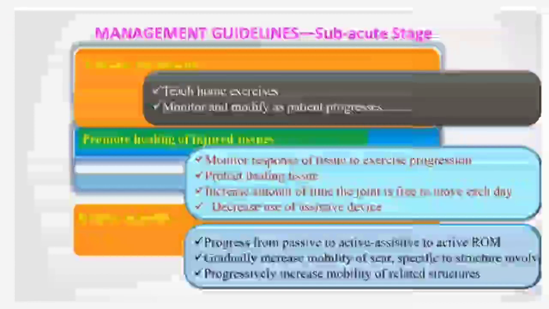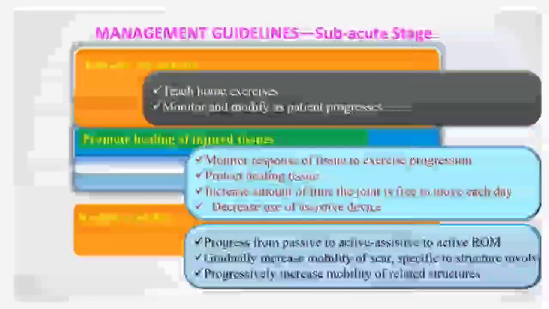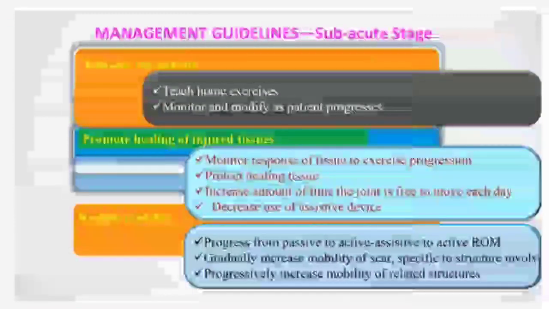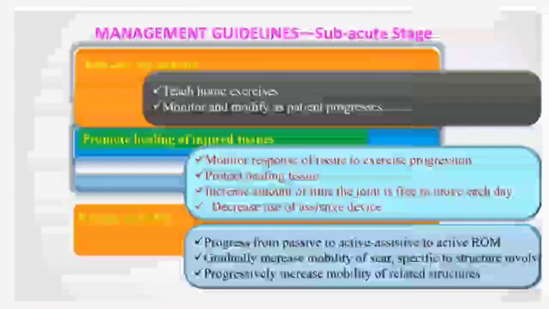Protect healing tissue, increase amount of time the joint is free to move each day, decrease use of assistive device. Restore mobility: progress from passive to active assistive to active range of motion, gradually increase mobility of scar specific to structure involved, progressively increase mobility of related structures.